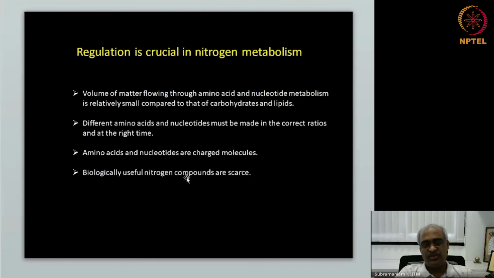So these are the four reasons why this metabolism is a lot more fine-tuned and regulated relative to the other two, carbohydrates and lipids. They themselves are regulated as well. This is even more stringently regulated. That is all. I'll stop here, and in the next class we will look at why leguminous plants are important and how the nitrogen triple bond is broken and fixed in the biological system.